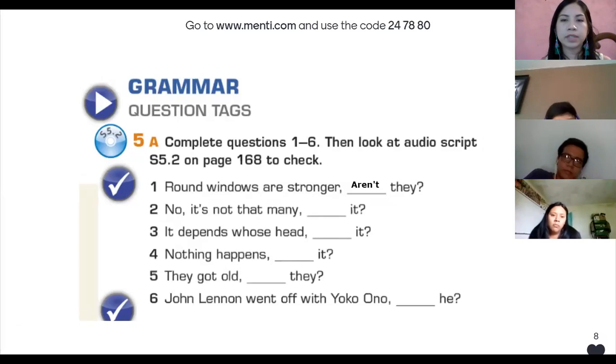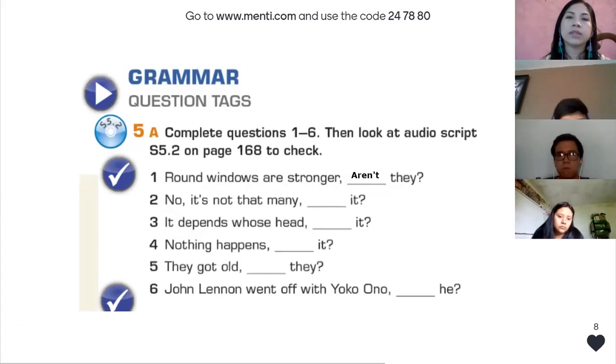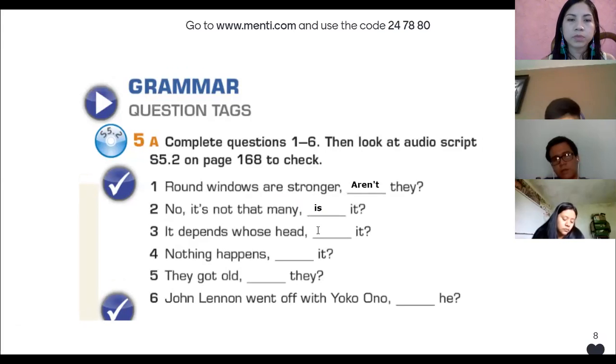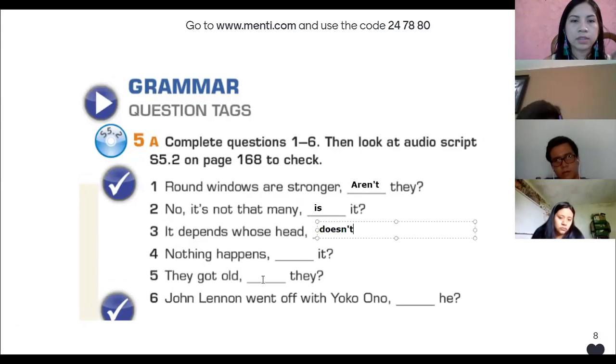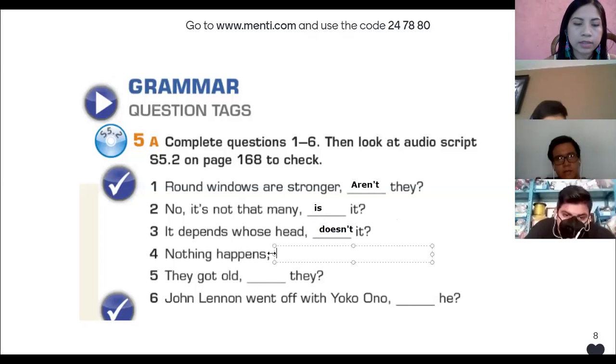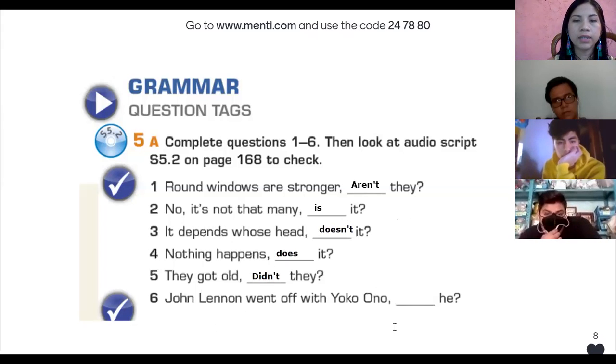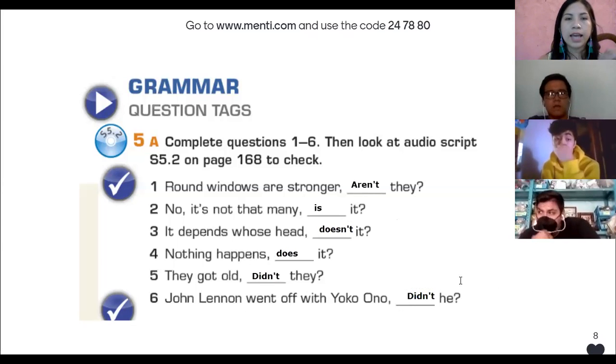Okay, with that part of the listening, we could complete all these questions. So now let's check your answers. Number 2, who has number 2, please? Is it? Number 3? Doesn't it? Does it? It depends, doesn't it? And nothing happens. Does it? Number 5, they got out. Didn't they? And finally, didn't he? Didn't he? Did. Okay, let's observe.